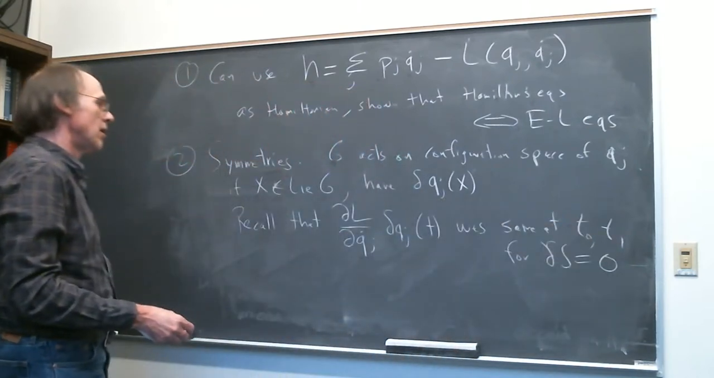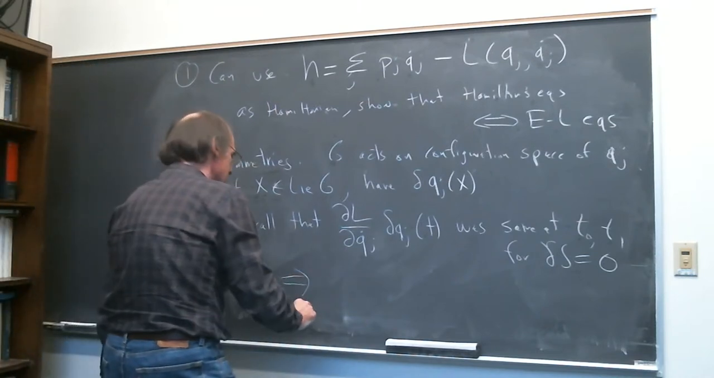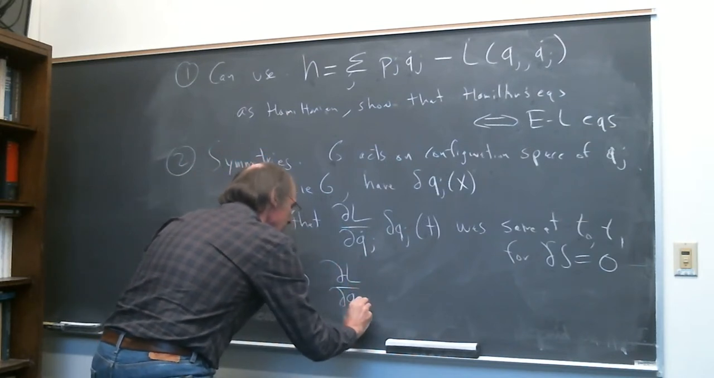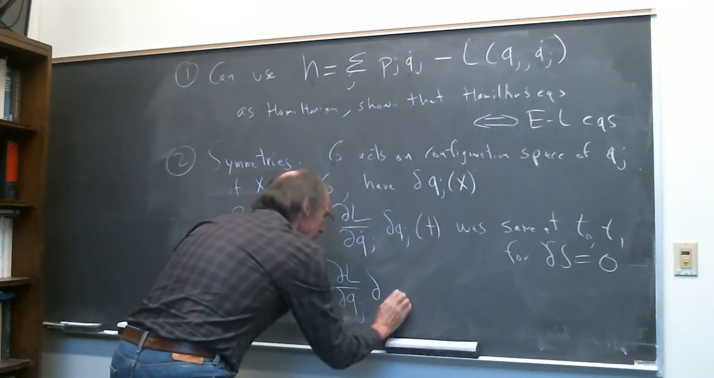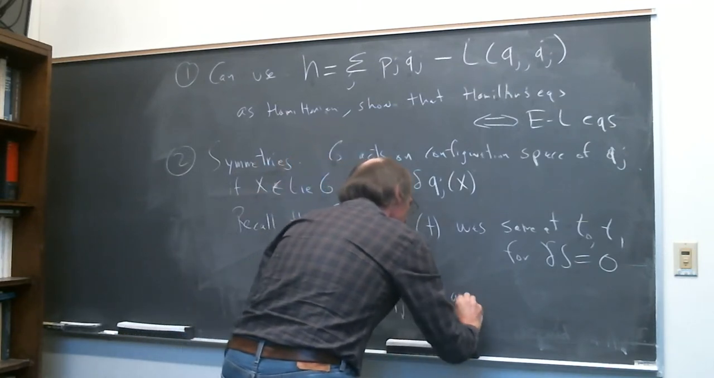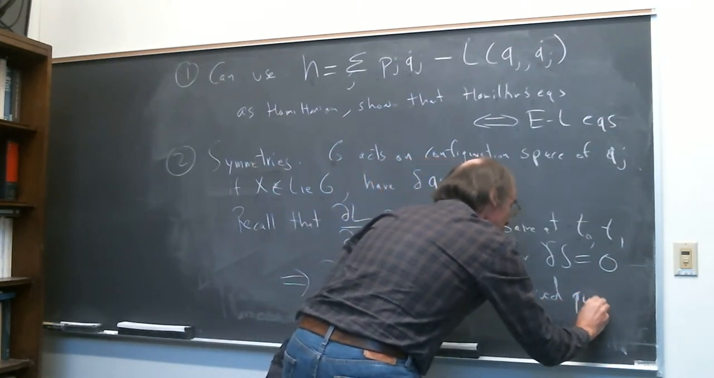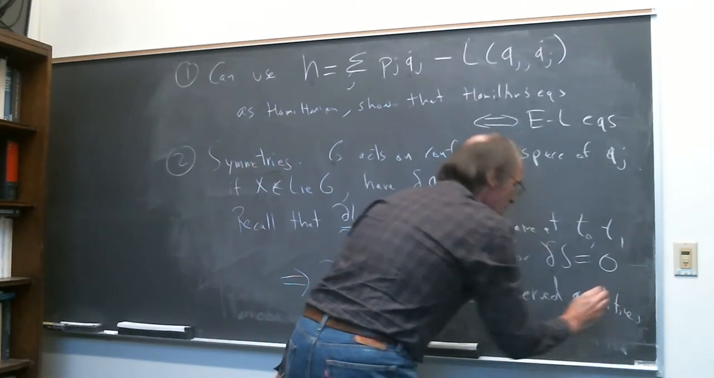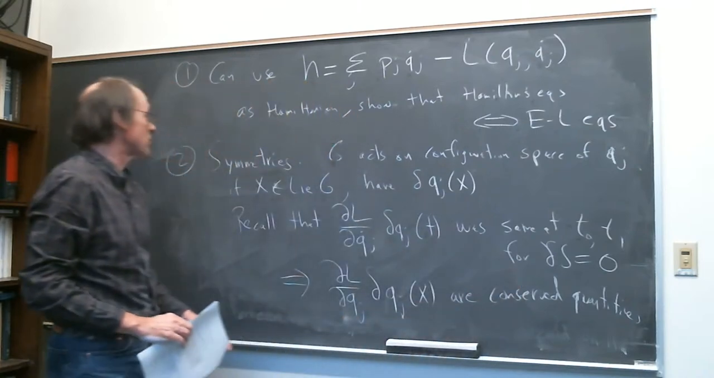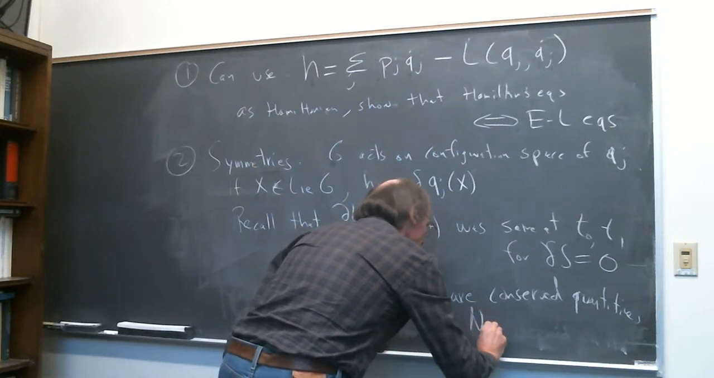So what this implies is that dL/dQ dot_j times delta Q_j of X are conserved quantities. There are more complicated versions of the story, but this is what's called Noether's theorem.